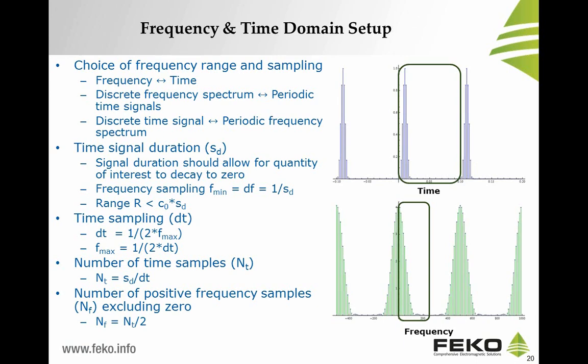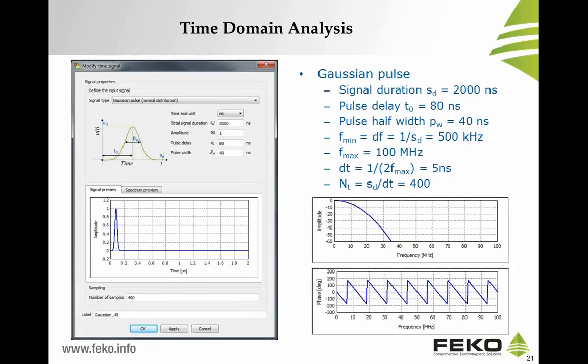Then we need to continue to calculate the time sampling. Basically, you need to choose a maximum frequency and then set a time step from that. Or the other way around, choose a time step and get a maximum frequency. The number of time samples is simply the duration divided by the time step, and the number of frequency samples excluding 0 would be the number of time steps divided by 2. If we have this information available and we look at a signal as we allow it in post-FEKO, then we can easily choose these parameters.